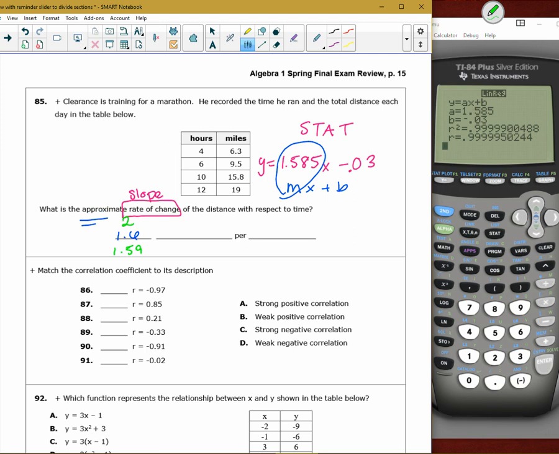Blank per blank. Rate of change is the same thing as saying the change in y over the change in x. A little triangle means change. So if I'm looking at x and y in my table, I'm looking at y per x. So miles per hour. If I could actually spell hour.